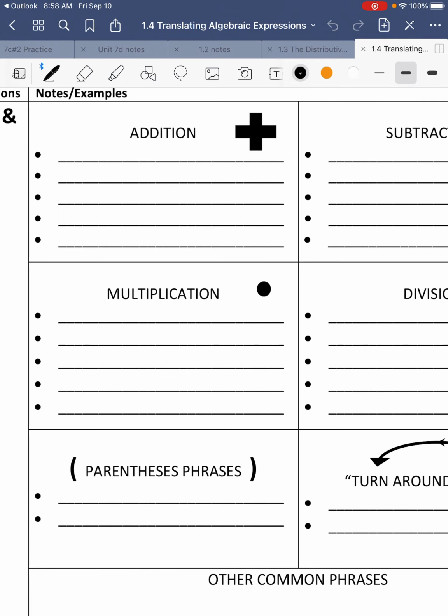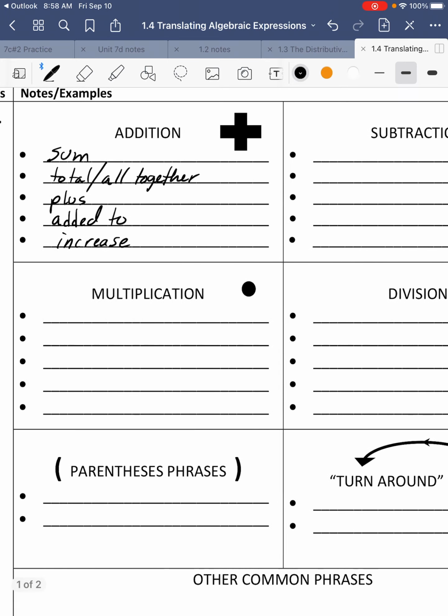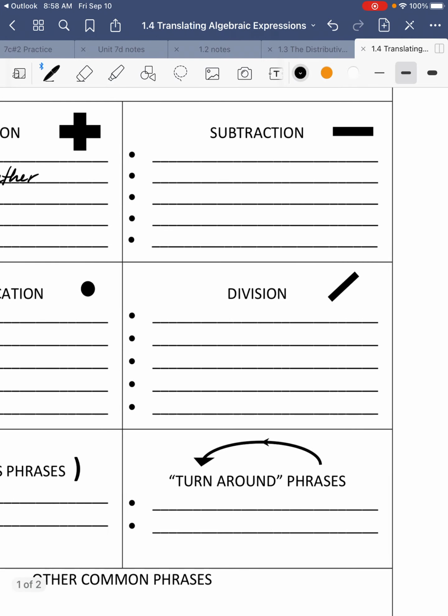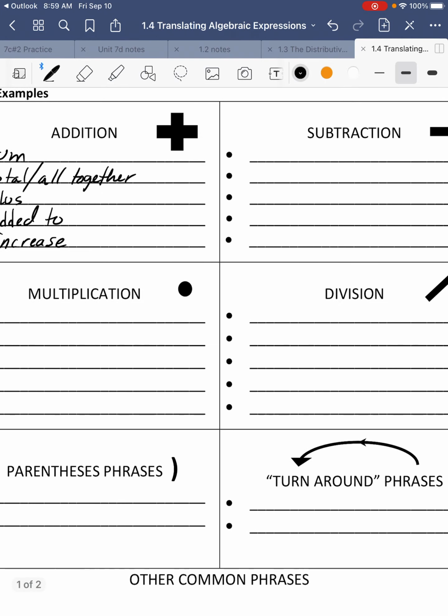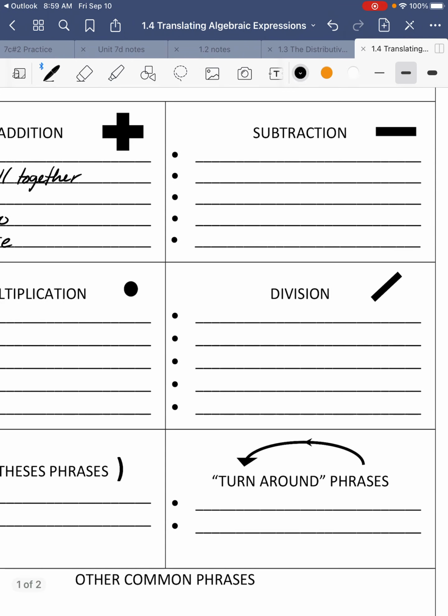So for addition, you'll see different words like sum, or maybe total. These all mean all together. These mean addition. There's other ones like plus, added to, and increase. Those are just some of them. There might be more. And maybe in class we'll talk about if we come up with some other ones.